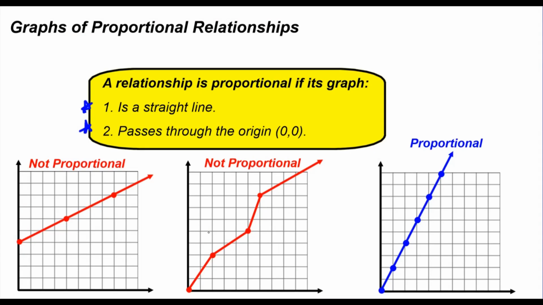So here are a couple examples of graphs that would not be proportional. All I need to do is look at it to tell. This is not proportional because it does not pass through (0, 0).